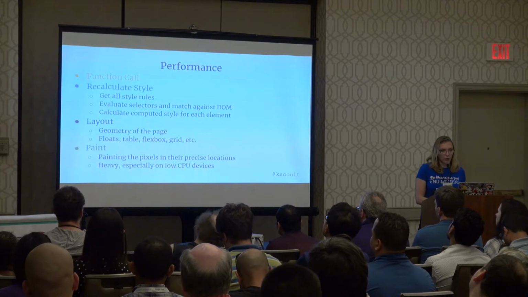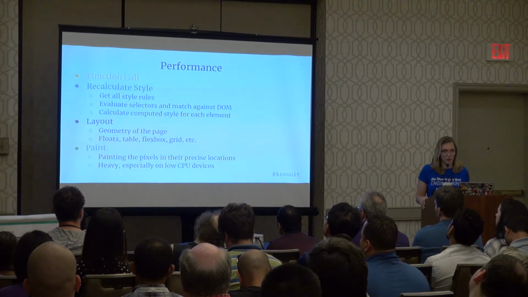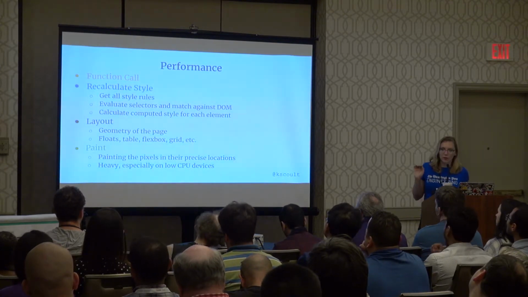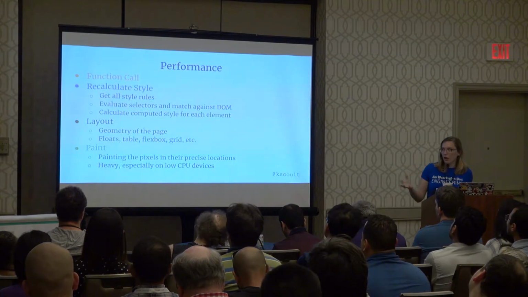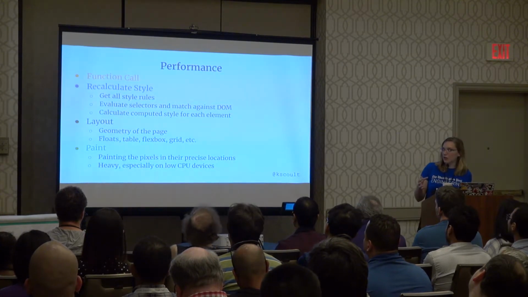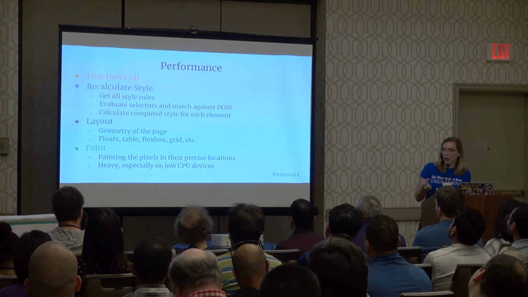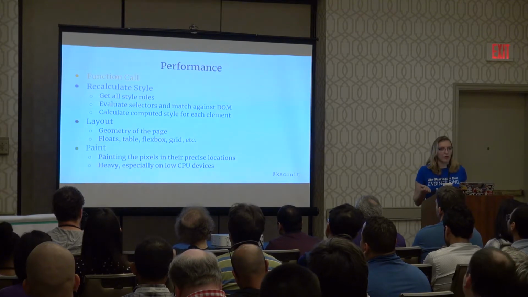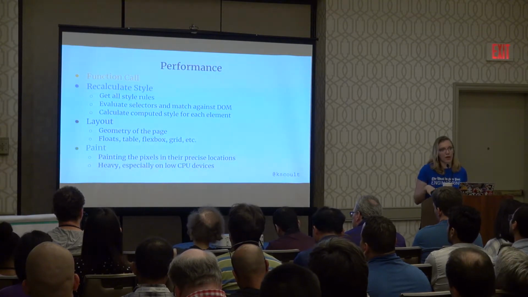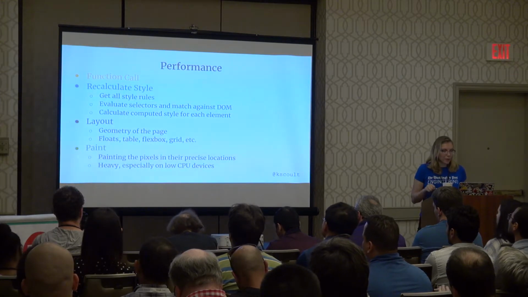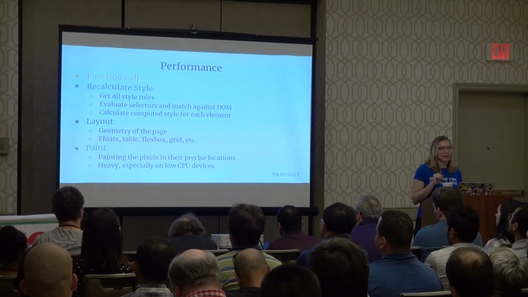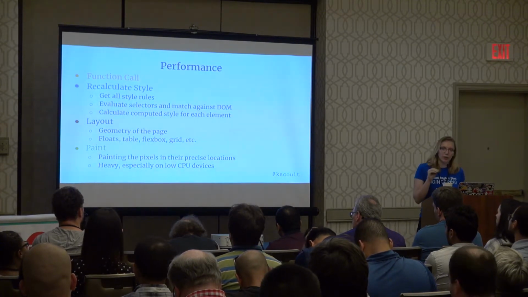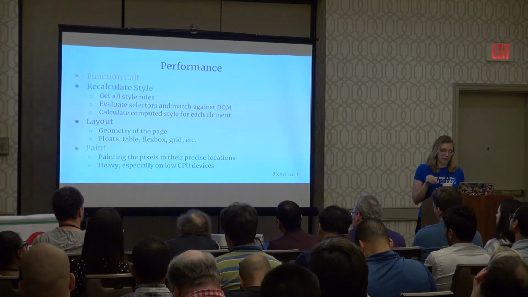So let's go over that real quick. The yellow is our function calls, so that's your JavaScript. The purple would be the recalculate style and layout. What recalculate style does is get all of the style rules, evaluate each selector, match it against what's in the DOM, and then calculate a computed style for each element. The layout would be the geometry of the page, so it's your floats, your grid, your flexbox, stuff like that. And then the last part would be paint. That's after you've calculated all of these rules and what applies to each element, actually putting the element on the page and painting each pixel where it's supposed to be.